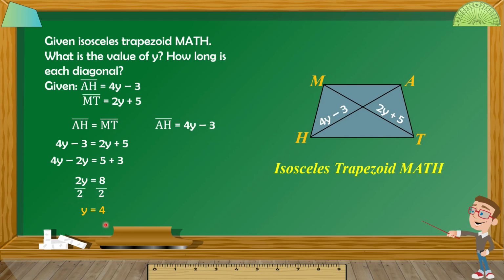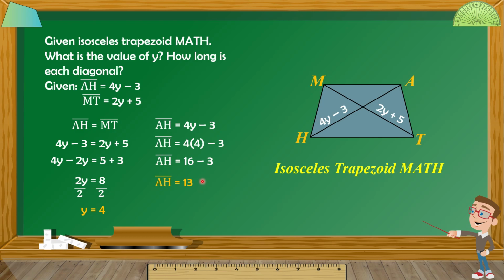I-substitute lang natin itong nakuha nating value ng y na 4 dito sa expression na 4y minus 3. So, palitan natin si y ng 4. So, we have 4 times 4 minus 3. 4 times 4, that's 16. And 16 minus 3, that is 13. So, the value of diagonal AH is 13. Yan yung haba niya.